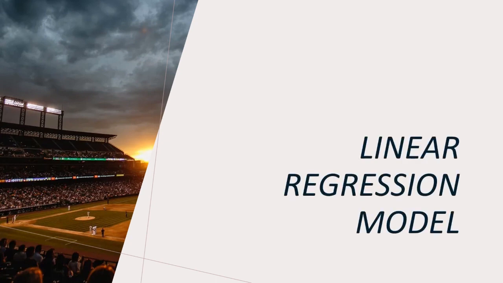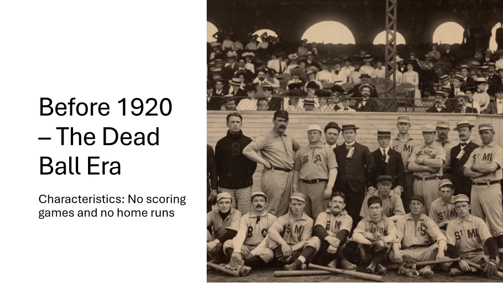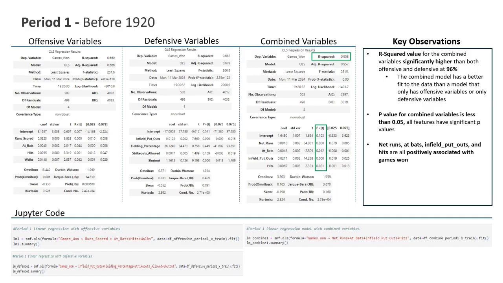So now we're going to look at the linear regression model of each of the selected features that Asia covered over the 4 different periods. Starting with the dead ball era, where during this time there was no scoring games and no home runs. Here is a summary table view of the linear regression model that we pulled using statsmodels. In the Jupyter code below, we import statsmodels formula API as SMF, and then using the first line of code to create a fitted model using the different variables with offensive, defensive, and combined features. We then use the lm1.summary line of code to view a summary view of the fitted model so that we can interpret and compare each model.